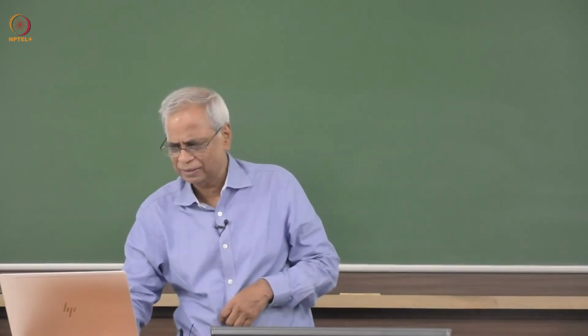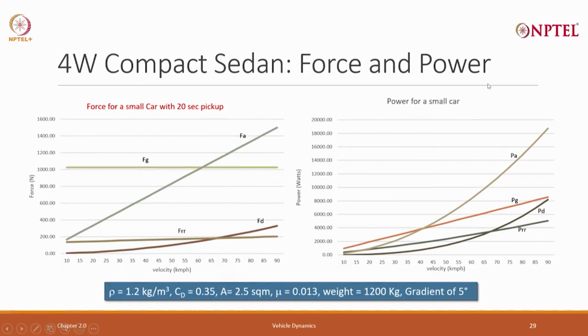Gradient torque will not increase much. Gradient torque is flat, but at 90 kilometer per hour, if you see this force, it is 1500 plus 200 plus 300, you require almost 2000. Multiplied by 0.3, you require almost 600 Newton meter. So, it is actually much more. So, you have to design your motor appropriately.